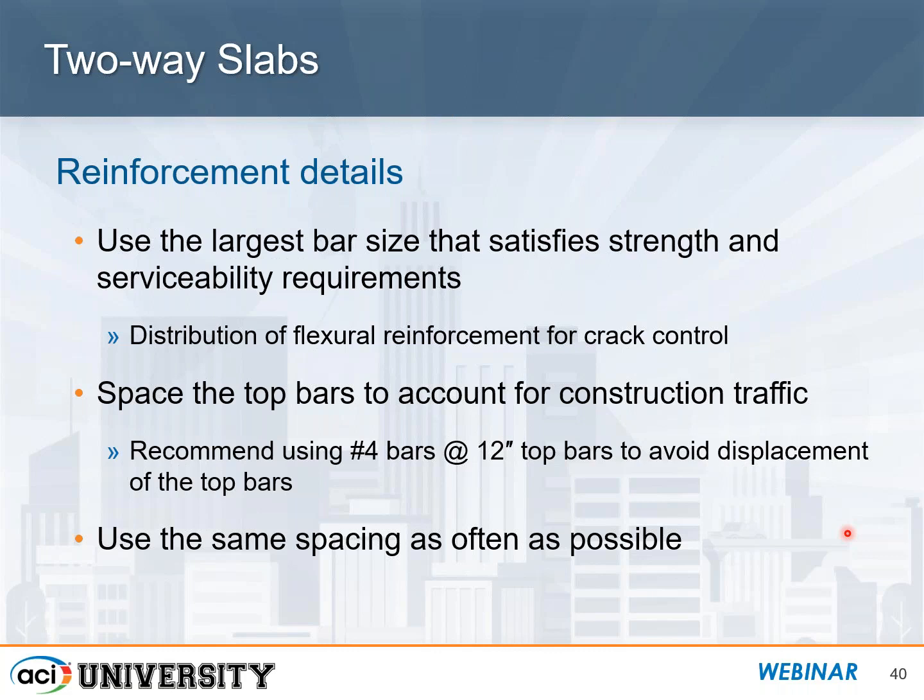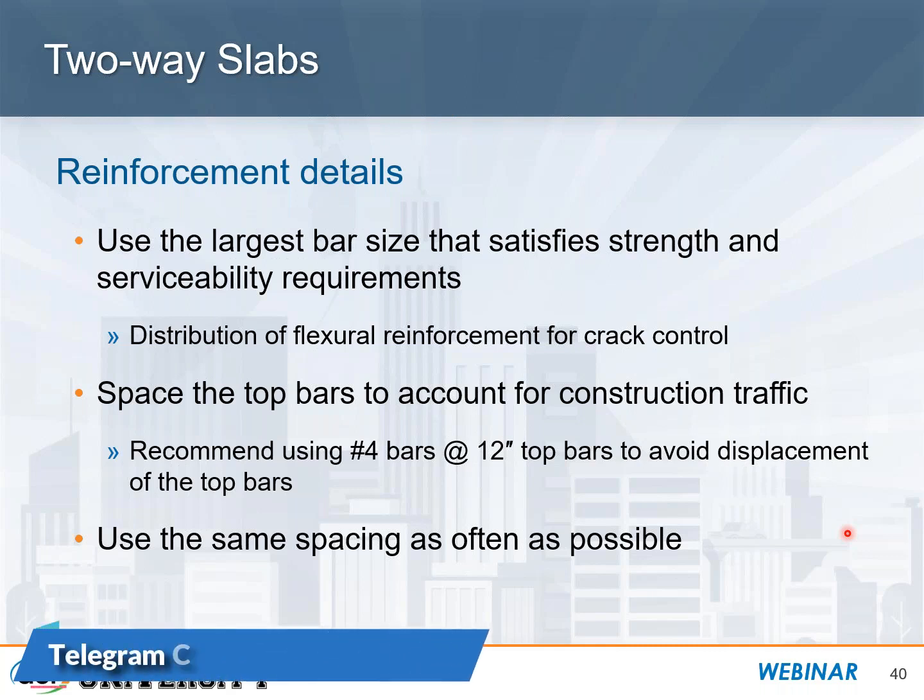We found that using number 4 bars at 12 inches for the top bars will help in terms of construction traffic. As you know, there's a lot of activity going on during the construction phase, and having at least number 4 at 12, it's going to leave a good surface for the workers to walk on without displacing any of the top bars. They could easily fall off of the chairs and wind up in places that you don't want them. So having a nice stiff mat of reinforcement at the top, at least number 4 at 12, will help alleviate that particular issue. And again, using the same spacing as often as possible.